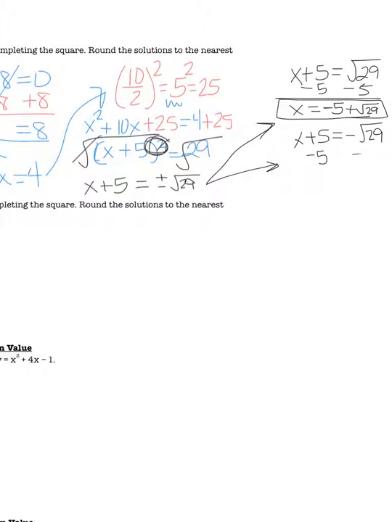Now subtract 5 from this side, as well as the right side, and we get x is equal to negative 5 minus root 29. And those are your two final answers.